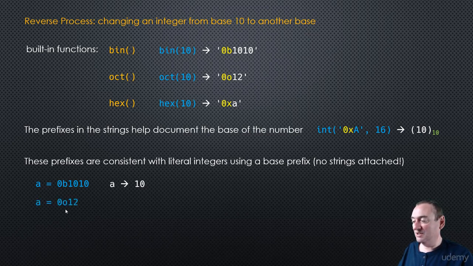If we have a equals 0o12, well, that's just 12 in base 8, which again is 10 in base 10. Or 0xa, and again, the a can be uppercase or lowercase, that's not case sensitive. We'll end up with, again, a equals 10 in base 10.